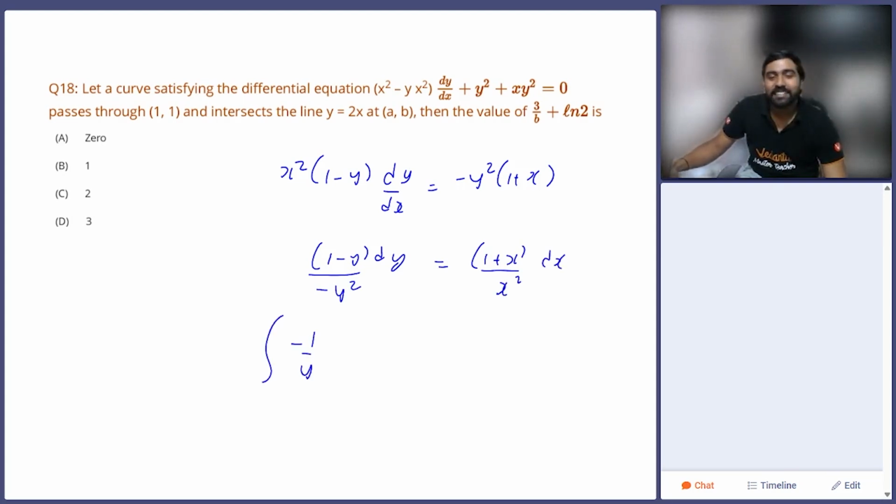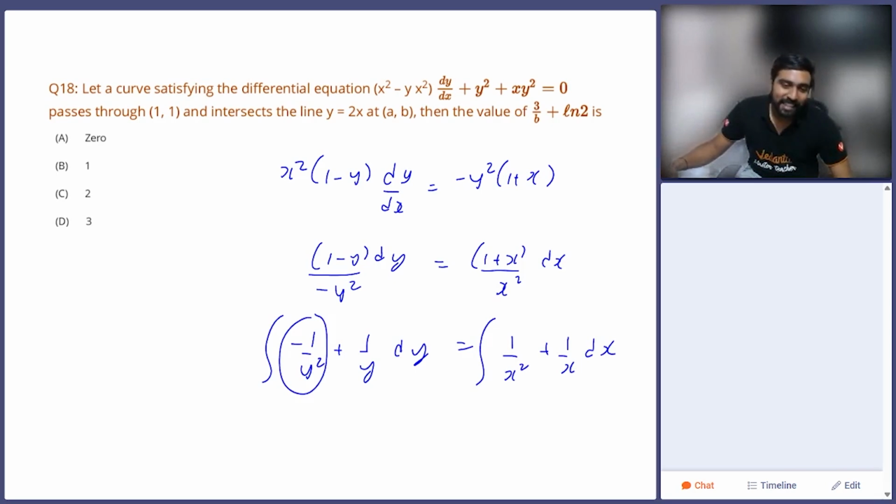That's it. So I can write this as minus 1 upon y square plus 1 upon y dy equals to integral 1 upon x square plus 1 upon x dx. That's it. What is the integral of minus, basically 1 upon y square is y power minus 2.